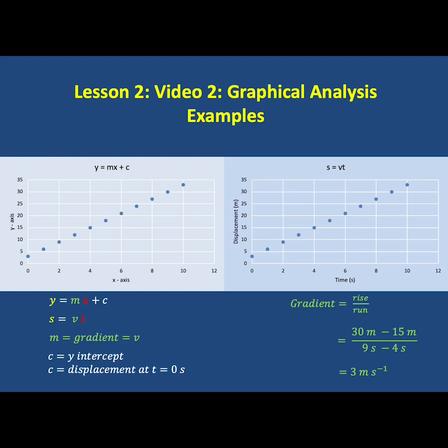Hi everyone, and welcome to L2V2 Graphical Analysis. This is our second video for Lesson 2, and it focuses on examples that you might see in an assessment.